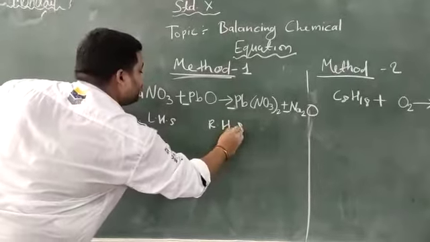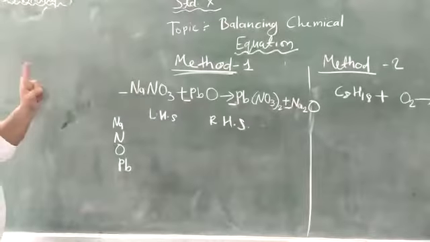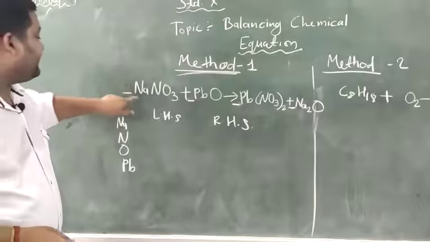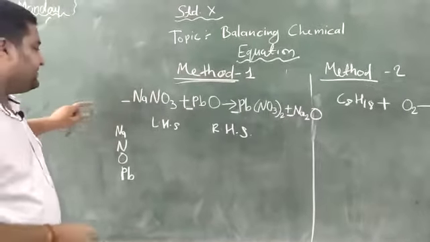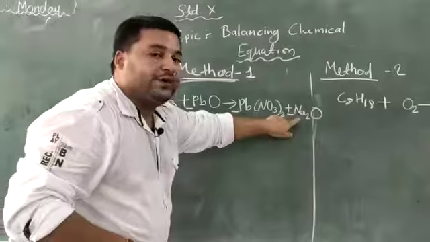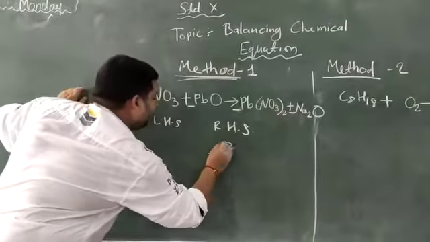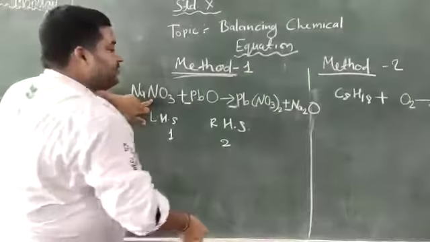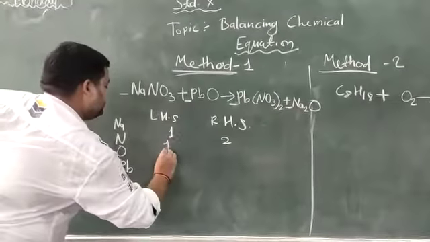So what you have to do? Very simple, just count the number of atoms. Sodium, you can see here only one atom is there, and on this side 2 atoms. So write down right side 2, left side 1. Check nitrogen, 1 nitrogen, right here 1.